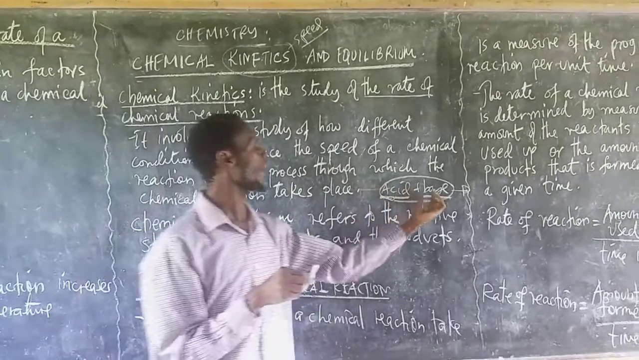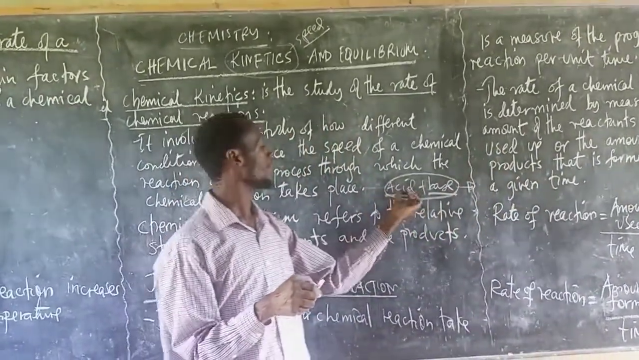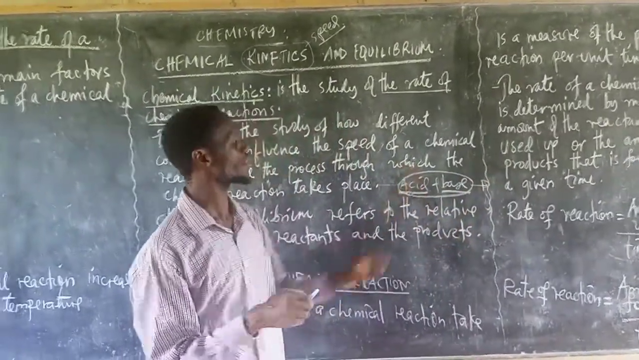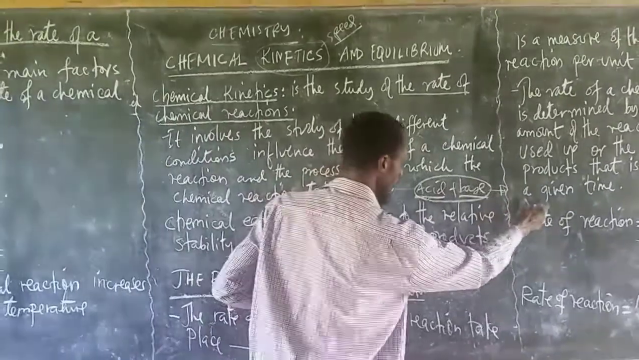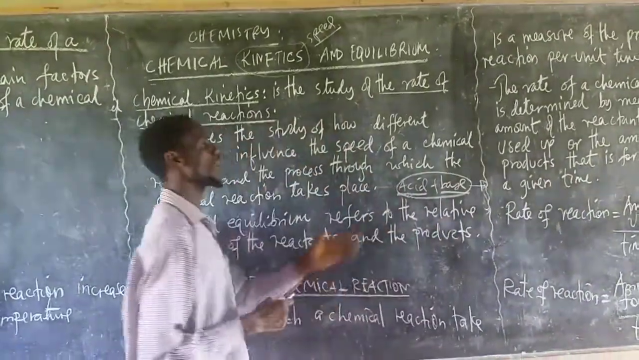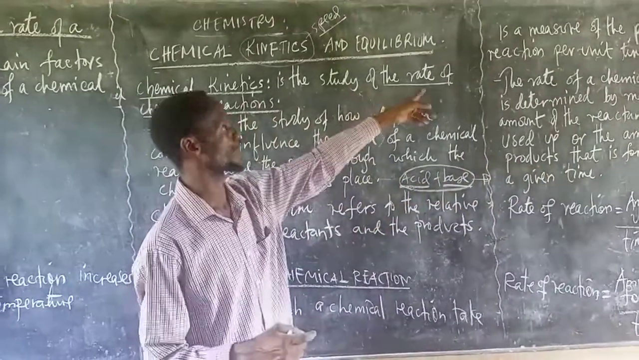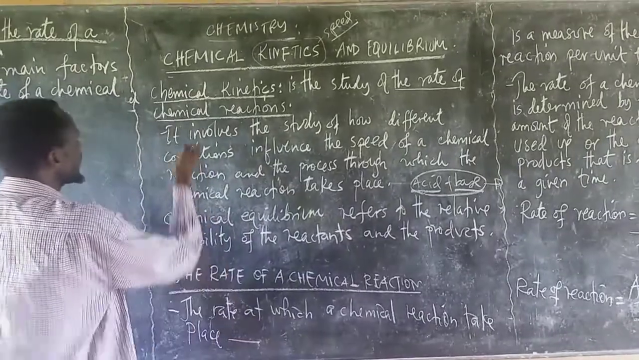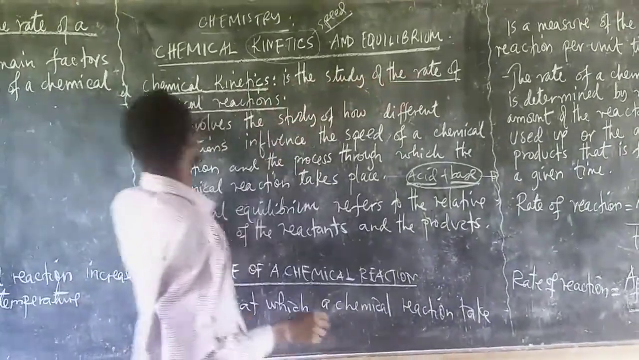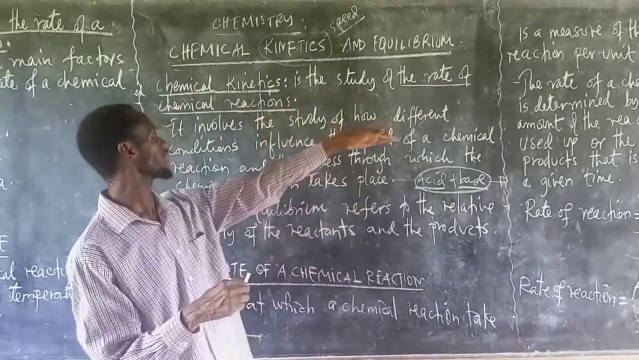So in a given time, there is a product which is formed, and in a given time, there is a reactant that is used. So they measure the time that is taken to produce the product, or the time that is taken to use up the reactant. That is all about the rate of chemical reaction. And that is why we say chemical kinetics is the study of the rate of chemical reactions. So we are just studying the rate of chemical reactions.